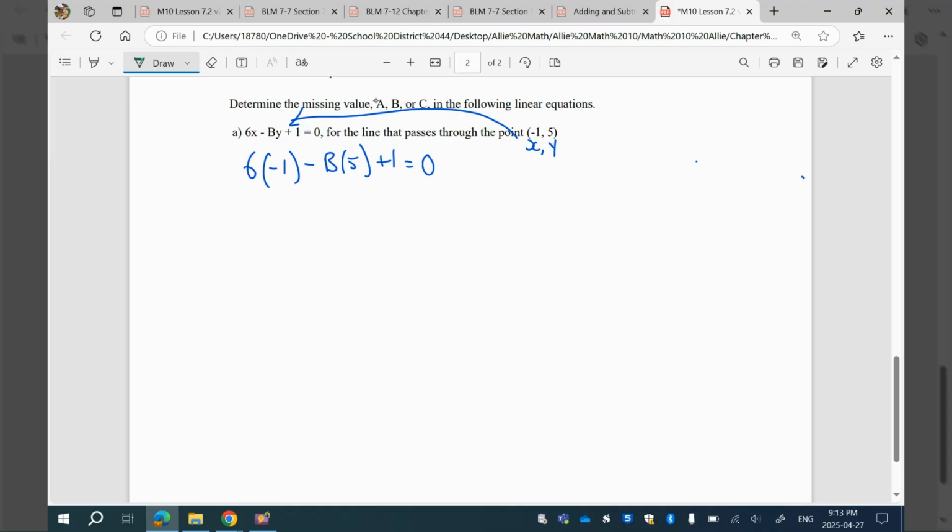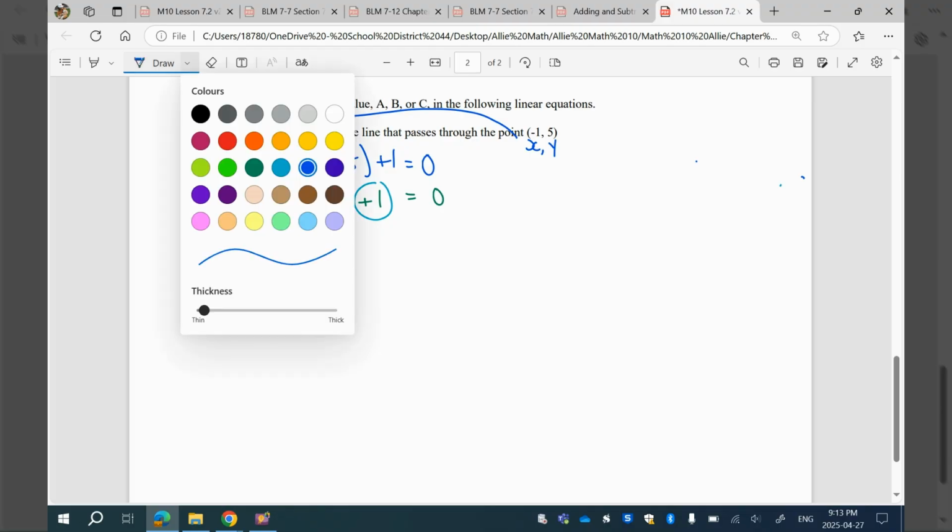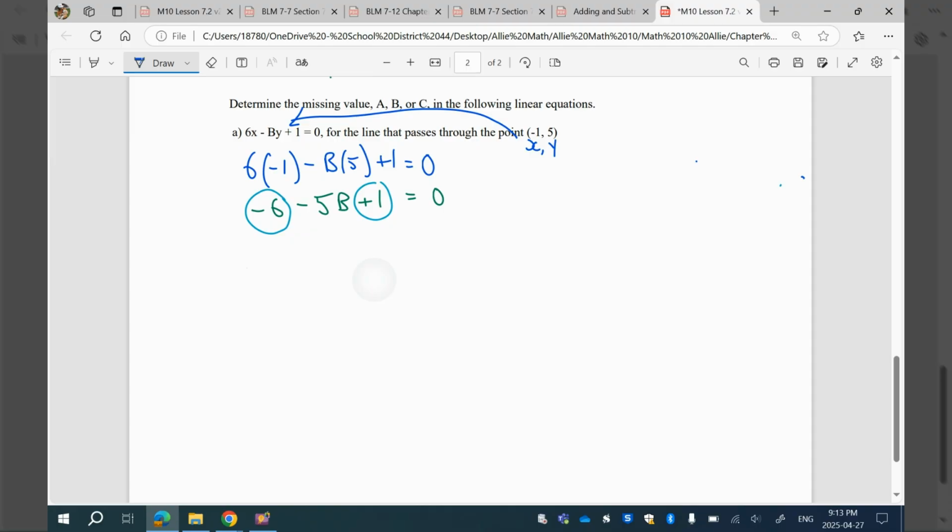So let's figure that out. 6 times -1 is -6, subtract 5b plus 1 equals 0. We can now combine our like terms. We've got a -6 and a +1. So that's going to be -5. So we have now -5 subtract 5b equals 0.